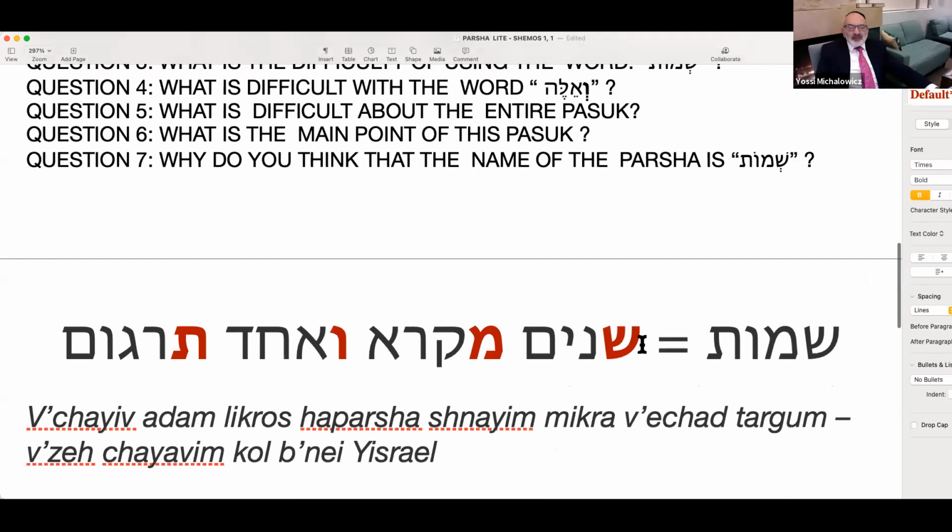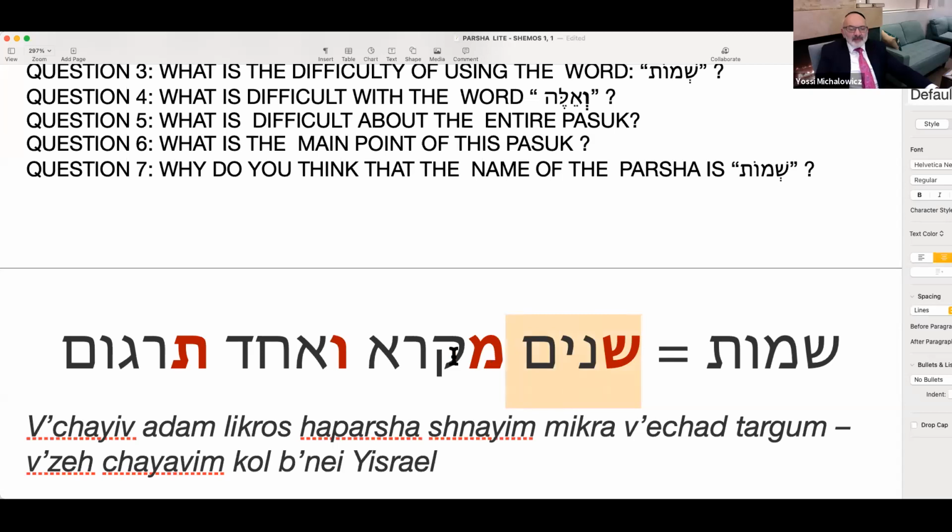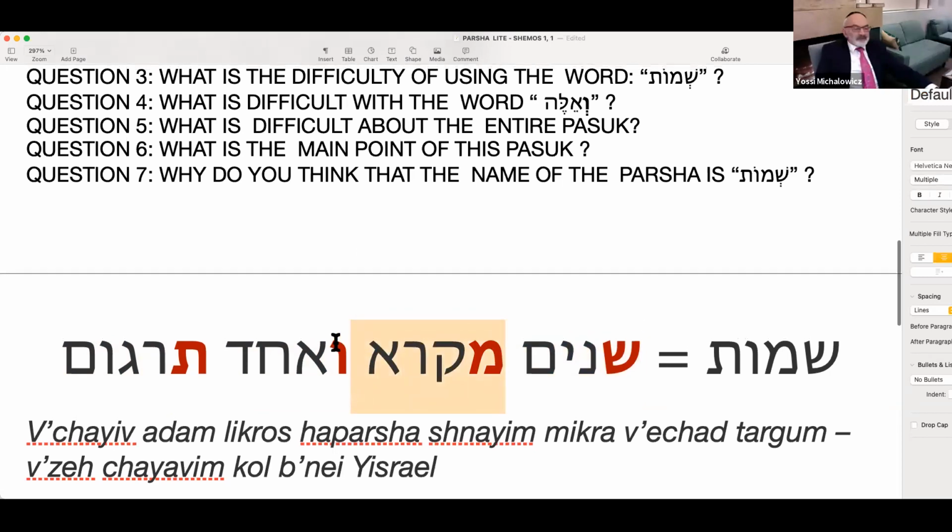A Jewish person, a man specifically, should always be studying Shnayim Mikra ve'echad Targum. Any of you hear about that? Shnayim is two. Two times you have to read Mikra, the text, and ve'echad, one Targum, the Aramaic translation. Every week, you're supposed to read the Parsha twice, and one time you say it in the Aramaic translation. That's why we're doing that.